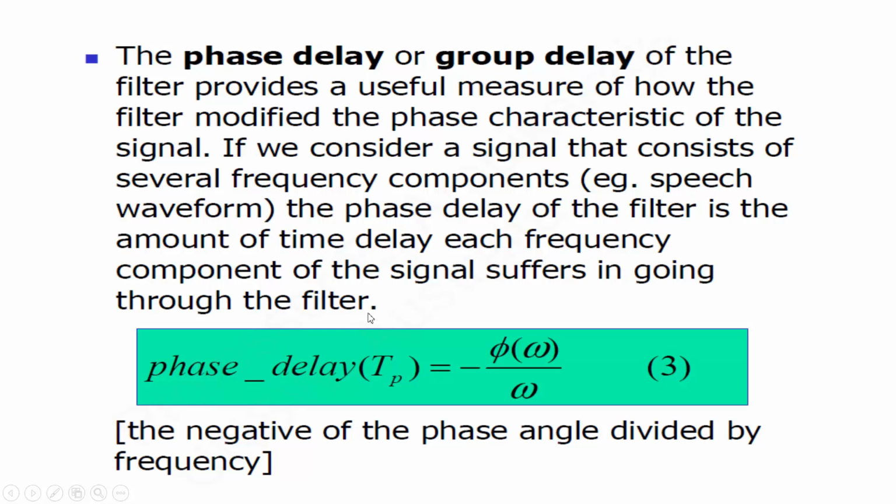going through the filter. Meaning, when we allow a speech signal, for example, to pass through the filter, the speech signal will have a number of frequency components. So when all the frequencies pass through the system, their phase varies linearly as the frequency increases. That is the definition of the phase delay. So phase delay is defined by this: phi is the phase, small omega is the digital frequency. So this is phase delay, the negative of the phase angle divided by the frequency, basically.